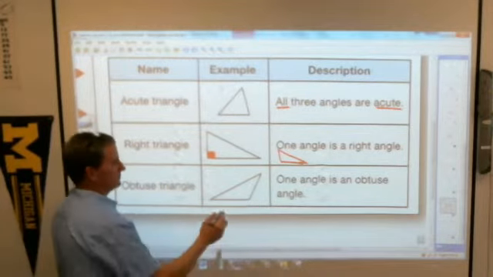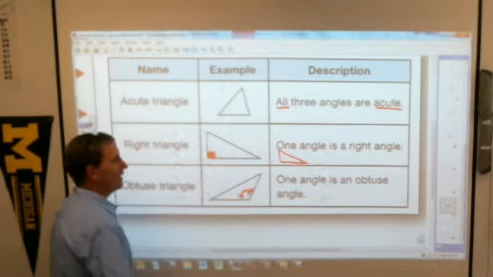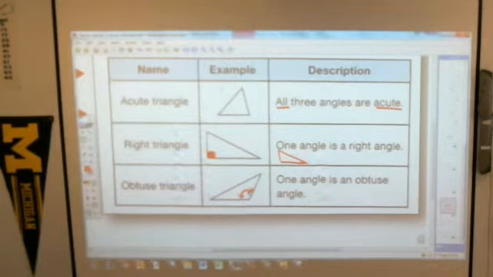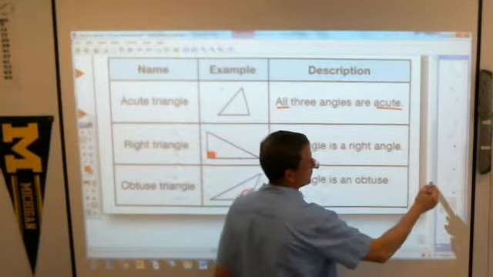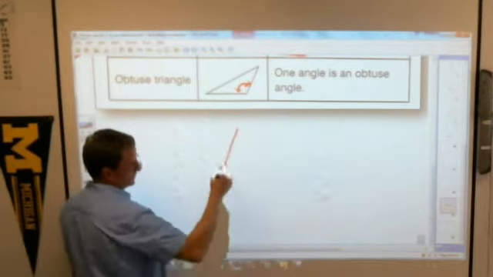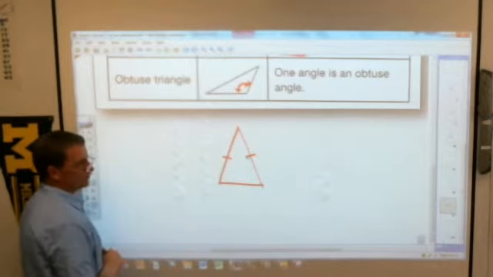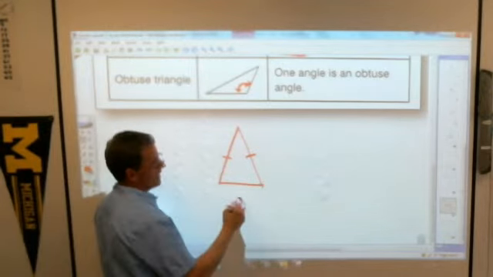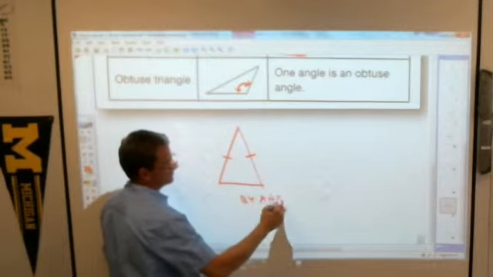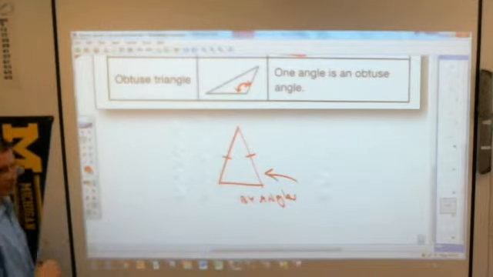And then this one, an obtuse triangle has only one obtuse angle. Why can there only be one obtuse angle? Because if you had more than one obtuse angle, it would be more than 180 degrees. So let's take a quick peek here just to make sure you get the gist of this. If I gave you this triangle, and I said to classify this by its angles, what type of triangle is this by its angles?